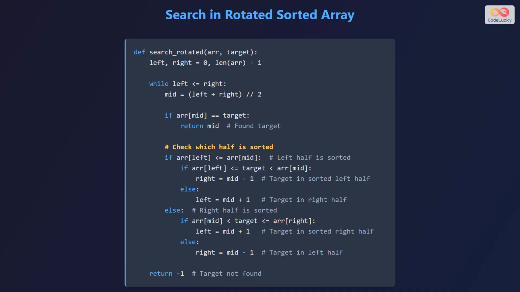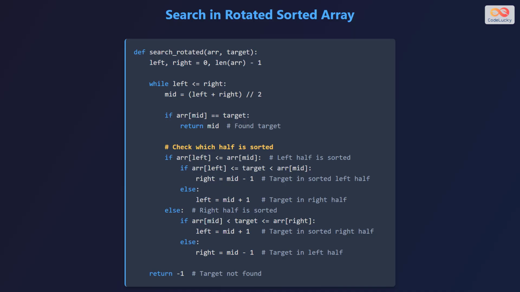Now check which half is sorted. If the element at the left index is less than or equal to the element at the middle index, the left half is sorted. If the element at the left index is less than or equal to the target, and the target is less than the element at the middle index, the target lies in the sorted left half. So set right to mid - 1.